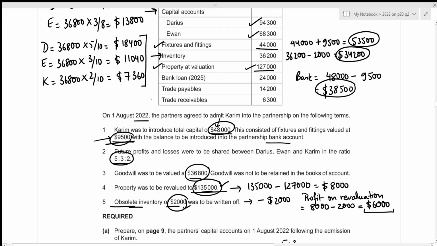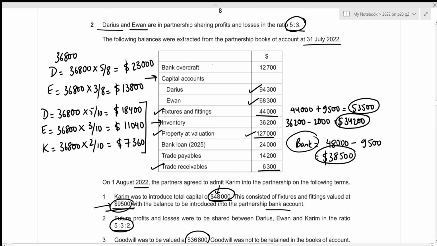Then the next current asset is trade receivables with the amount of 6,300. And then we also have bank amount, right? Previously, we were given bank overdraft. So this is a negative bank balance. And we added 38,500 into the bank, which means that the new bank balance is going to be minus 12,700 plus 38,500, which results in our bank balance to have 25,800. So this is the amount to be included under the heading of bank in our statement of financial position. So we have three current assets: inventory with the value 34,200, trade receivables with the value 6,300, and bank with the value 25,800.